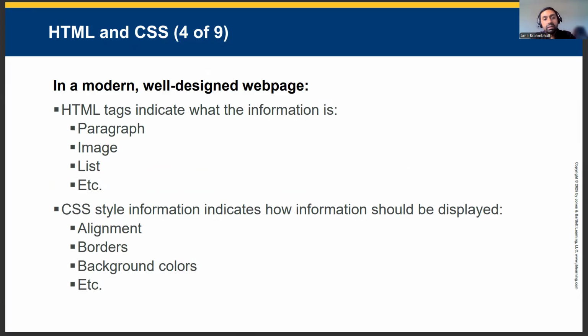HTML identifies elements like paragraphs, lists, and images, while CSS controls how those elements appear. CSS defines colors, alignment, spacing, borders, and more. Separating structure from style makes web design more flexible and maintainable.